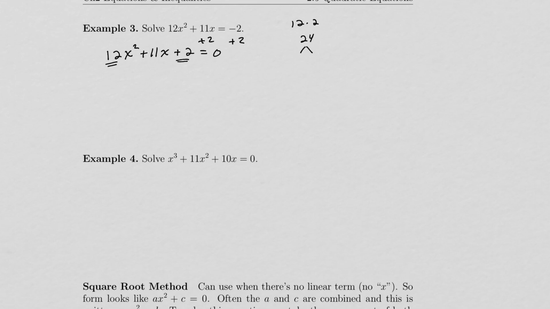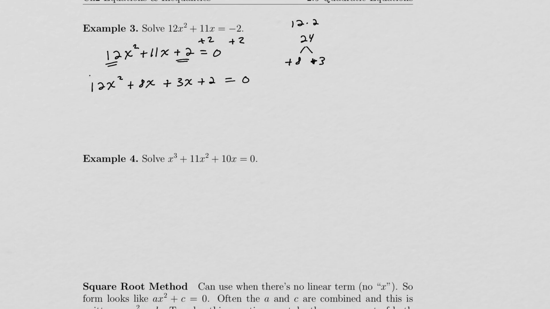So if you go through all the possibilities, like 24 times 1, that's not going to work. Negative 24 times negative 1, that's not going to work. 12 and 2, no, that won't work. I guess 8 and 3 will work, right? And I want them both to be positive because I want my product to be a positive 24 and I want my sum to be a positive 11, right? You want to add to that b term. So now I rewrite that middle term in terms of those two factors I just found. So 11x can be written as 8x plus 3x.